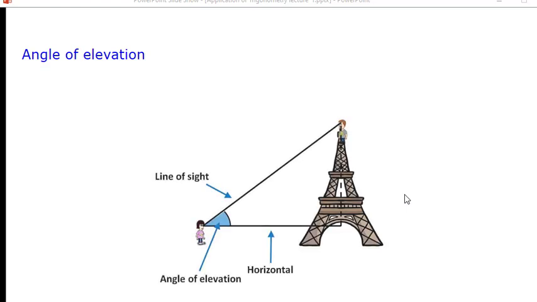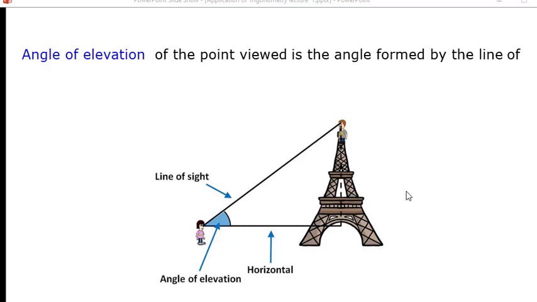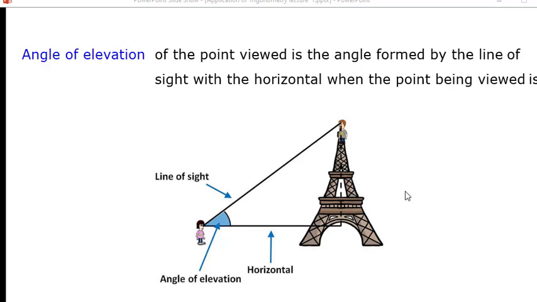Second, angle of elevation. Angle of elevation of the point viewed is the angle formed by line of sight with the horizontal when the point being viewed is above the horizontal level. So again refer this diagram. In this diagram, this angle which is made with the horizontal, when I am viewing above the horizontal level, then it is called angle of elevation.